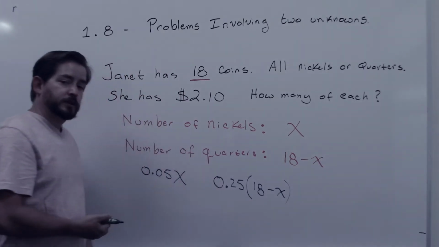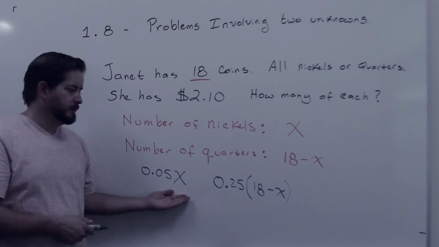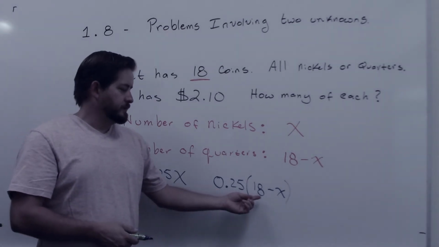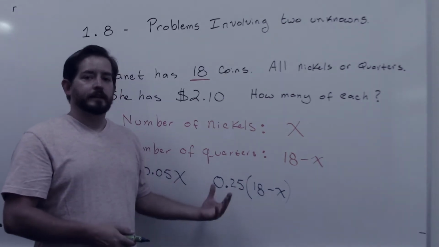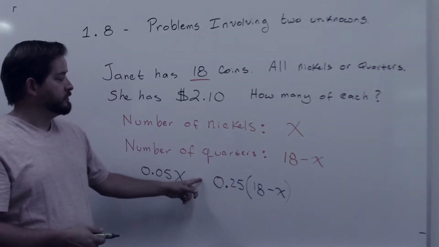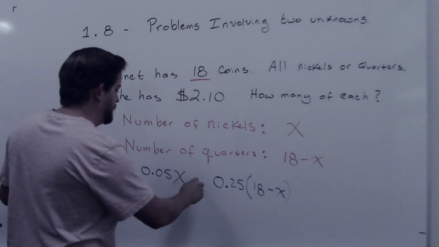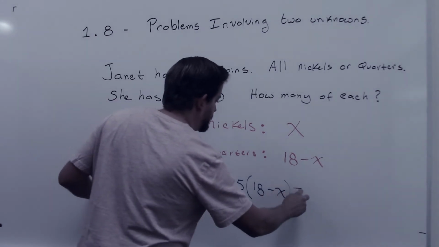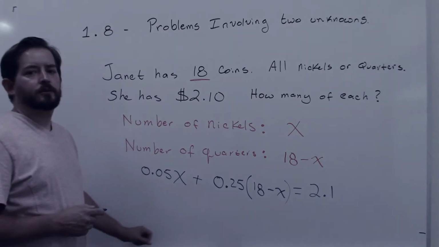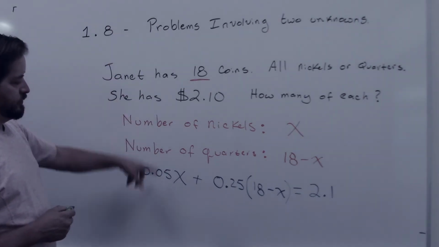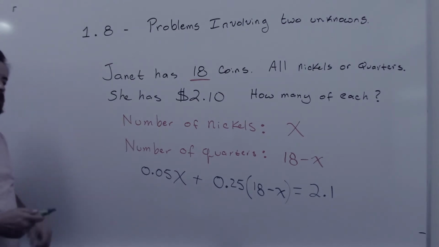So I have two more expressions here. 0.05x is the value of all of my nickels. 0.25 times 18 minus x is the value of all of my quarters. And that's everything, the whole bucket. So if I add these two things together, it has to be $2.10. And there's my equation. Now I'm going to have to work this equation, so I'm going to get rid of all of this work here. If you need to pause the video, do it now, because here it goes.